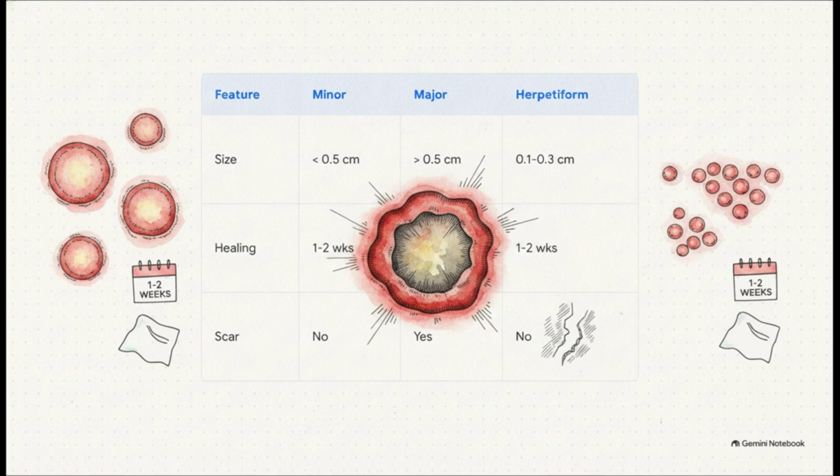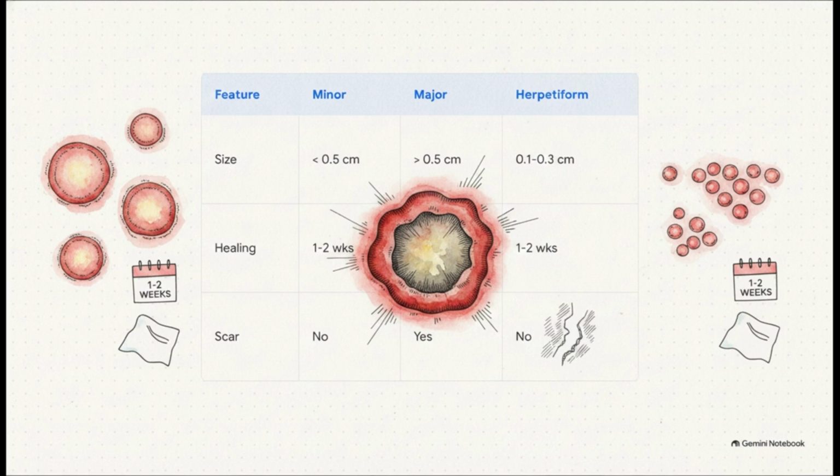First, minor Aphthous ulcers. These are your garden variety. Small, less than ½ centimeter, they heal in 1 to 2 weeks, and they leave absolutely zero scar. Now, compare that to major Aphthous ulcers, historically known as Sutton's disease. Guys, these are the absolute beasts of the oral cavity. They are bigger than ½ centimeter, deeply crateriform, and just agonizingly painful. They can hang around for up to 6 weeks. It makes it incredibly tough for patients to eat, drink, or even speak. And because the inflammation destroys deep connective tissue, they actually heal with clinical scarring.